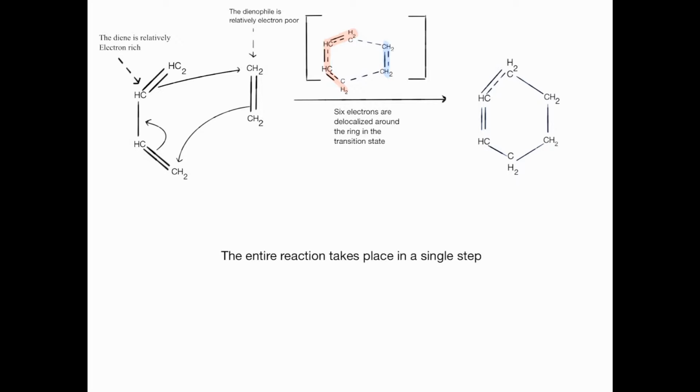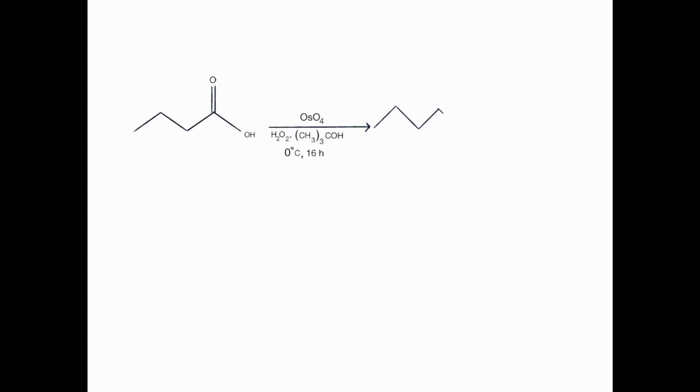In syn dihydroxylation, OsO4 reacts with an alkene or alkyne, which results in the addition of two alcohol groups across a double bonded carbon in a syn fashion. Throughout the reaction, OsO4 acts as a catalyst since it is not completely consumed.